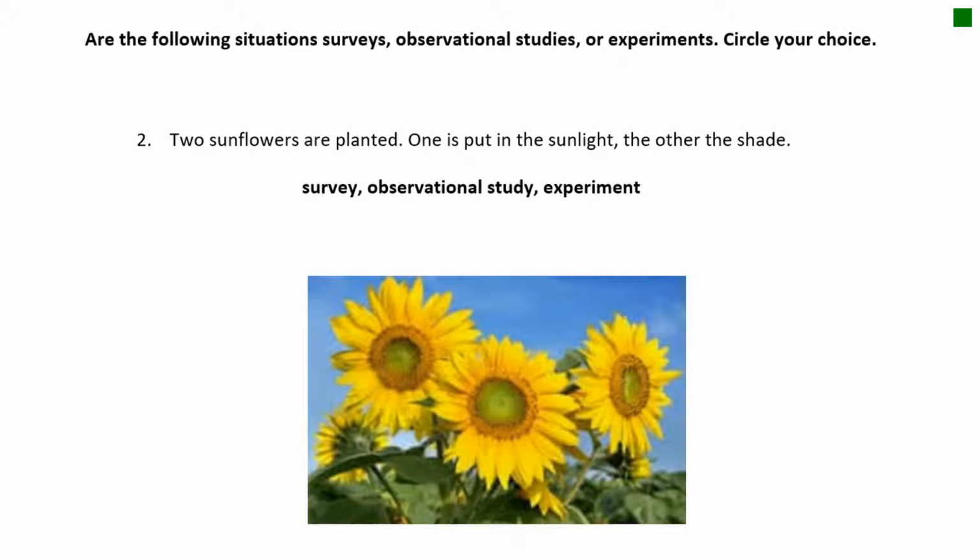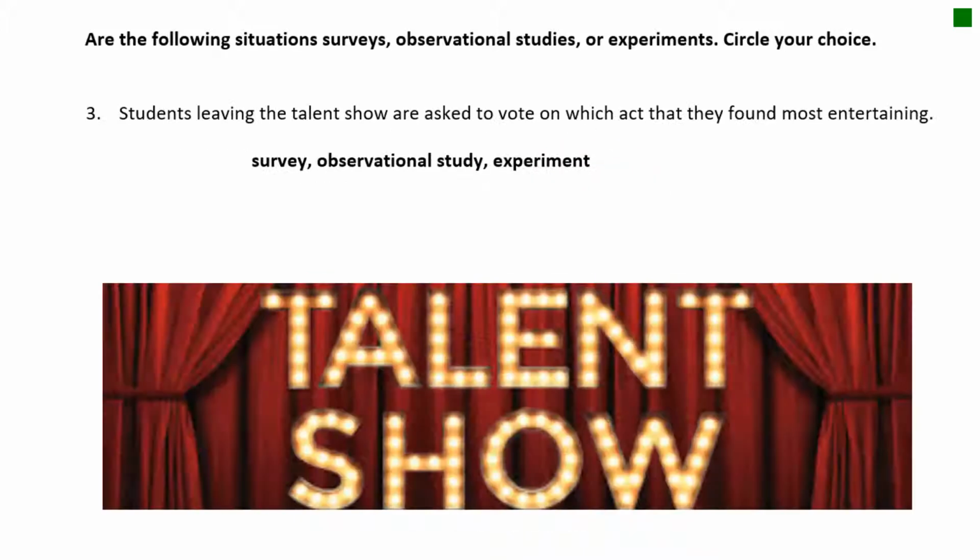Two sunflowers are planted. One is put in the sunlight, the other in the shade. So what's going on there? It's kind of, we are watching, but what are we doing? We're actually controlling the situation. So it is an experiment. We're going to see what happens with the amount of sunlight that a sunflower gets.